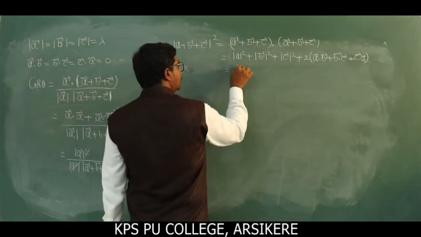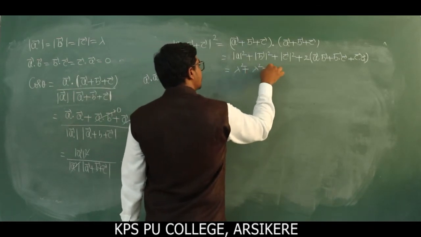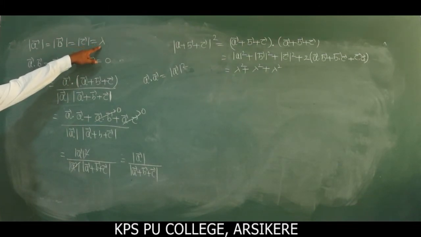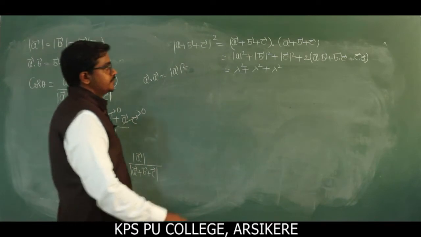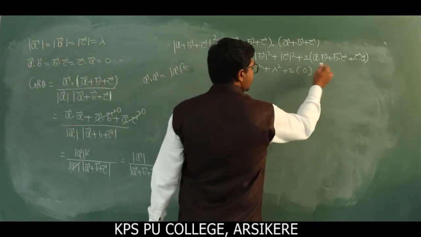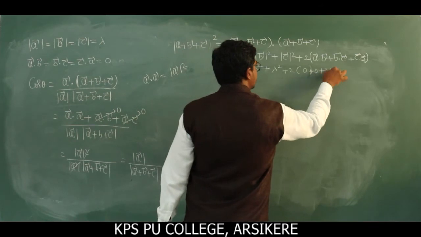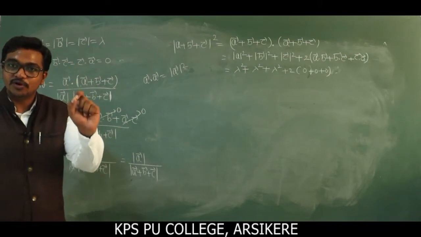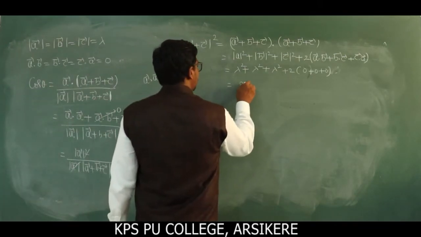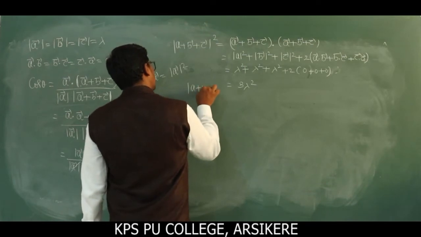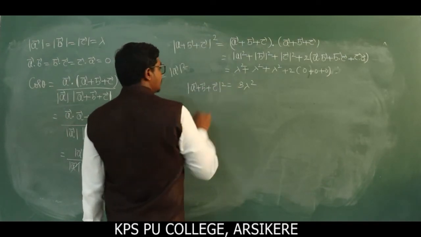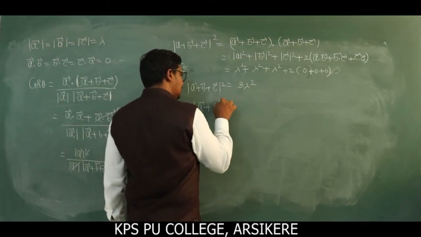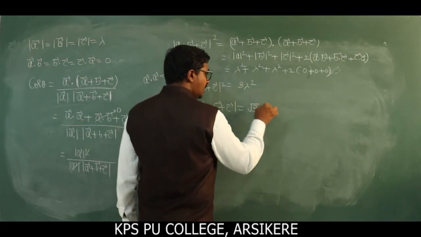This is equal to lambda square plus lambda square plus lambda square, because the magnitudes are each lambda, plus 2 times of 0 plus 0 plus 0, because they are mutually perpendicular to each other. Hence their dot product is 0. This is 3 lambda whole square, the magnitude of vector A plus B plus C whole square. Taking square root on both sides, the magnitude of vector A plus B plus C can never be negative. That's why we go with only root 3 into lambda.